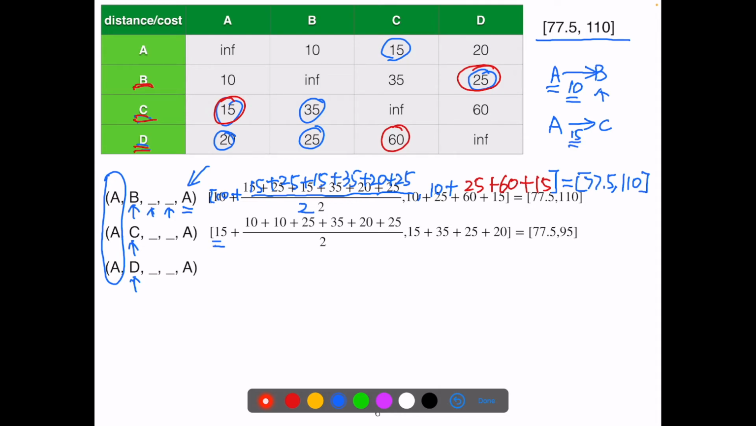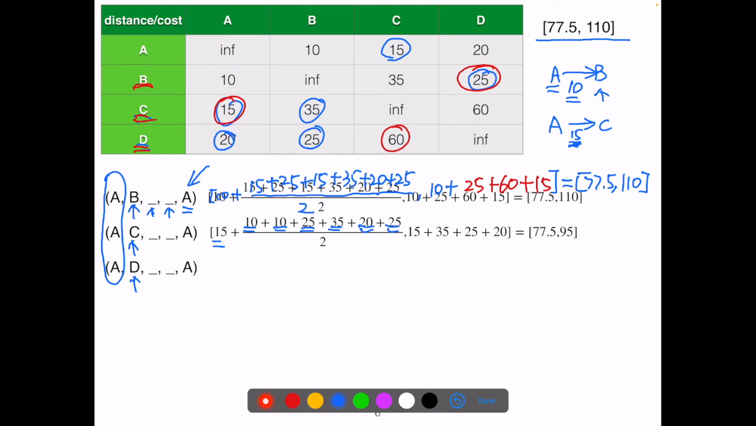And then the minimum cost will be, for A, we can only choose one minimum edge, that's 10. For B, we can choose two, so we have 10 and 25. And for C, we already have one edge, 15, so we'll choose the second minimum edge, that's 35. And for D, we can choose the two minimum edges, that's 20 and 25.